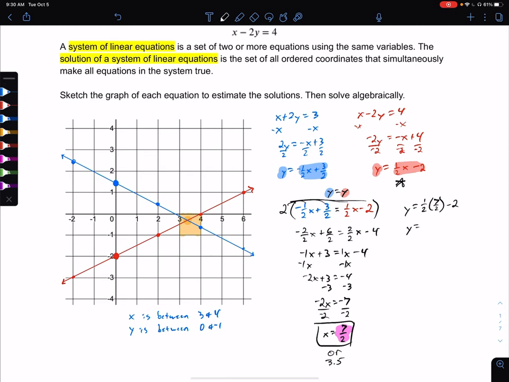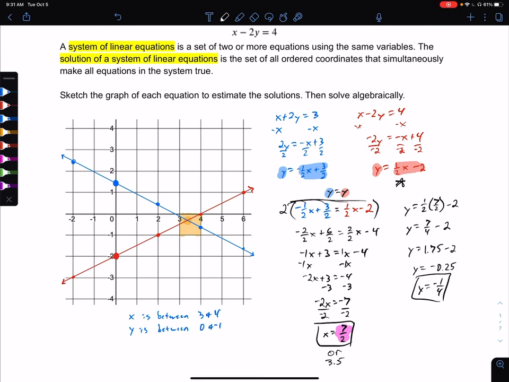So y is equal to 7 over 4 minus 2. All right, and then I'm going to change that to a decimal to make it work a little bit better for us right now. That's going to be 1.75. So we're going to do 1.75 minus 2, and that is going to be negative 0.25, but I will convert that back to a fraction. So y would be negative 1/4.